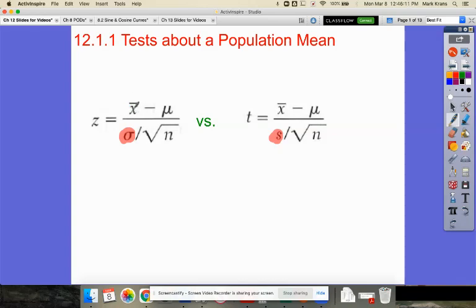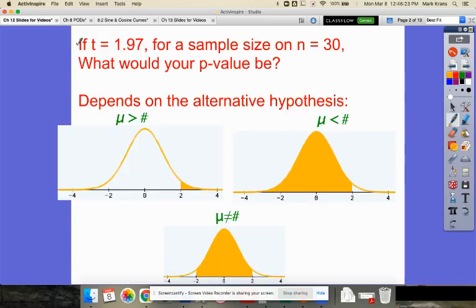But it's always your sample mean minus the claimed mean divided by either the standard deviation of population divided by square root of n or standard deviation of your sample divided by square root of n. But then from there, we can get a t-score and calculate a probability of either being greater than some claim, less than a claim, or not equal to a claim.